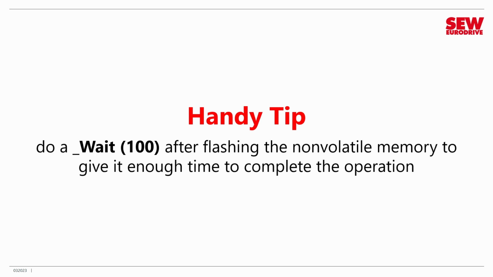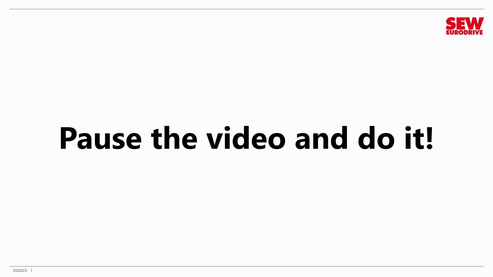But let me give you one handy tip here, and it's interestingly the same one I gave you for the last part of the project. Do a wait 100. That's 100 milliseconds or a tenth of a second after initiating the function that flashes the non-volatile memory. Takes about that amount of time to complete. So don't exit while that's happening. Do give it a wait, and that'll let it complete satisfactorily. Okay, well, go ahead and write your last piece of code for the table positioning program.